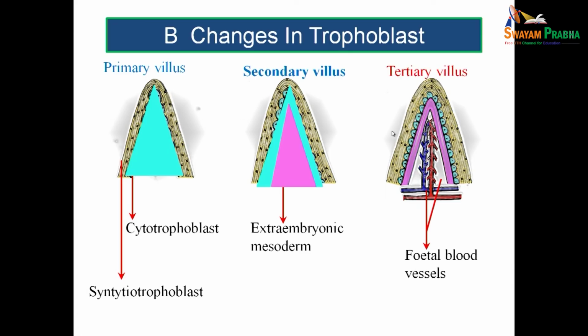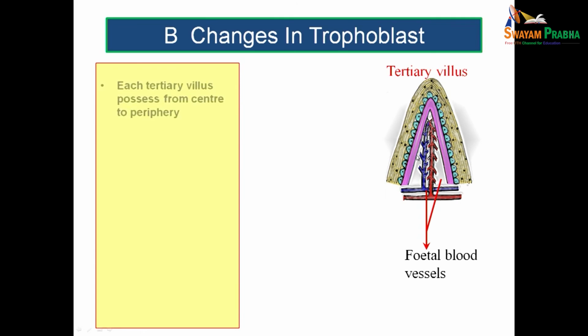So, these are the three stages of villi, and all three will be completed by the end of the third week of intrauterine period. The primary villus, the first stage, was formed by the end of the second week. That is converted into the secondary villus by the formation of extraembryonic mesoderm, and when the fetal capillaries invade the extraembryonic mesoderm, you call this the tertiary villus.